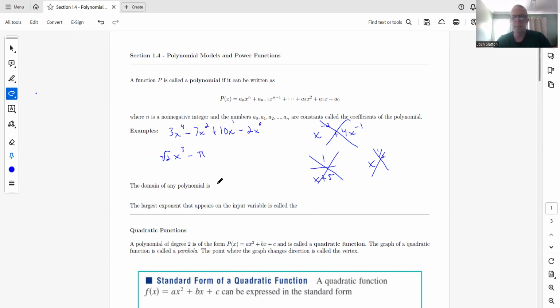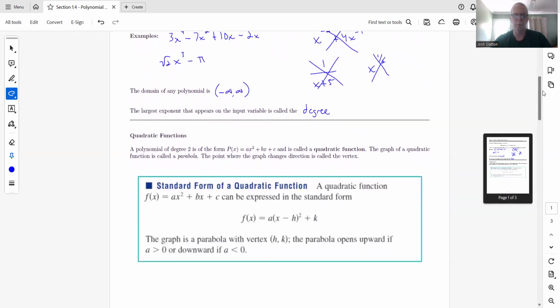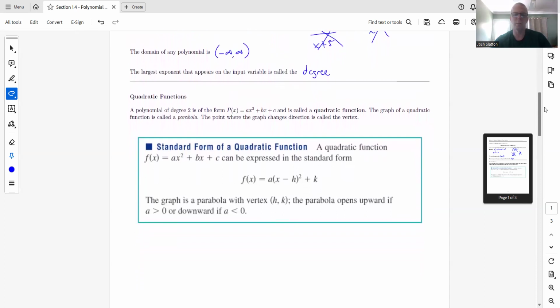The domain of any polynomial is all real numbers, negative infinity to infinity. The largest exponent that appears with the input variable, with the x, is called the degree of the polynomial. So for instance, the degree of this polynomial would be 4. The degree of this polynomial would be 3. If you have a polynomial of degree 2, then this is called a quadratic. And of course, we're all familiar with quadratics. I'm sure you remember the quadratic formula and things like this.